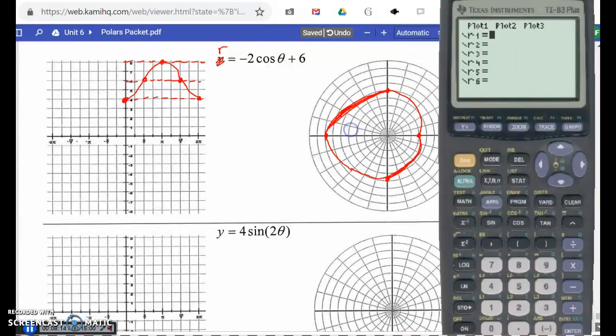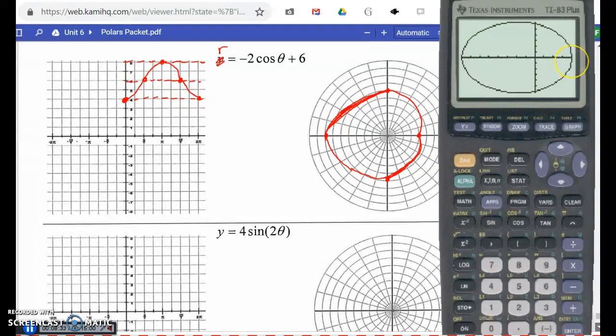So y equals -2 cosine theta plus 6. I hit zoom, 0, look at the graph, and hopefully it looks like what we just sketched there. Yep. Now you'll notice that there doesn't appear to be a dimple here, and we're not really going to get into this, but some of these graphs that aren't inner loops or cardioids don't always end up having a dimple. That's not something I'm going to assess you on.